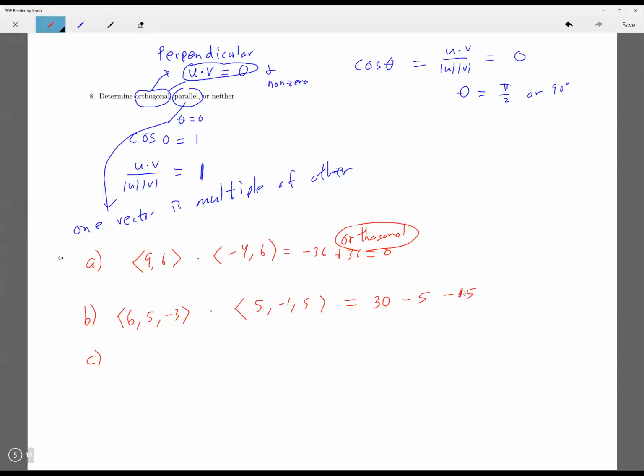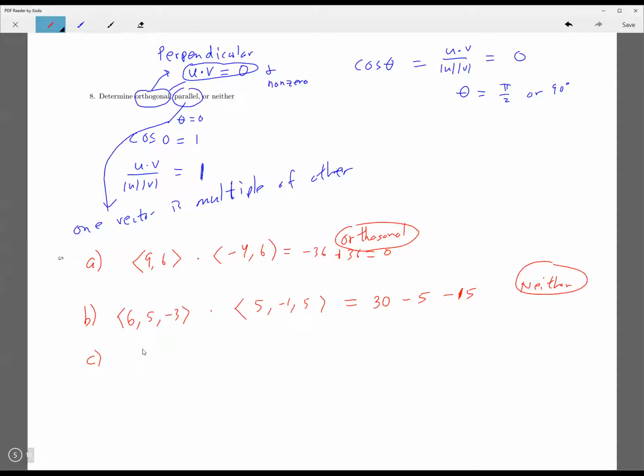And that's, yeah, if you're feeling lazy, then you just say, that's not 0. It's actually 10, but just say that's not 0. You don't necessarily have to calculate that out. So that's going to be neither.